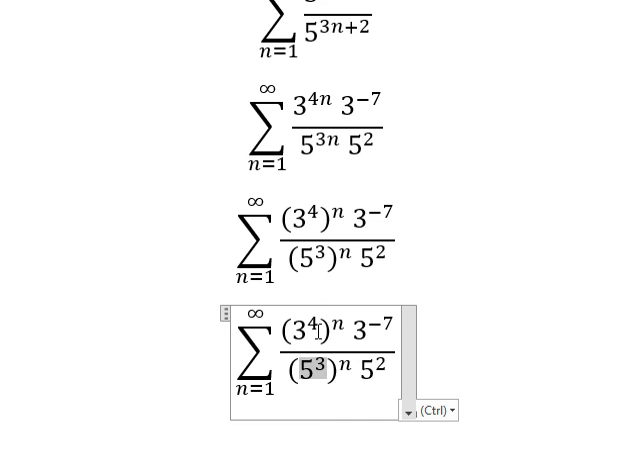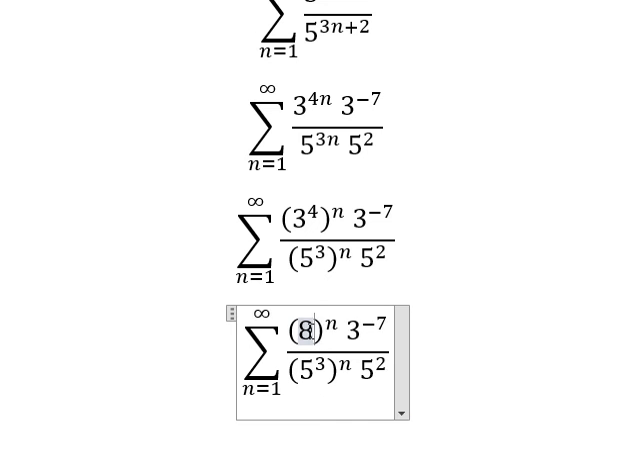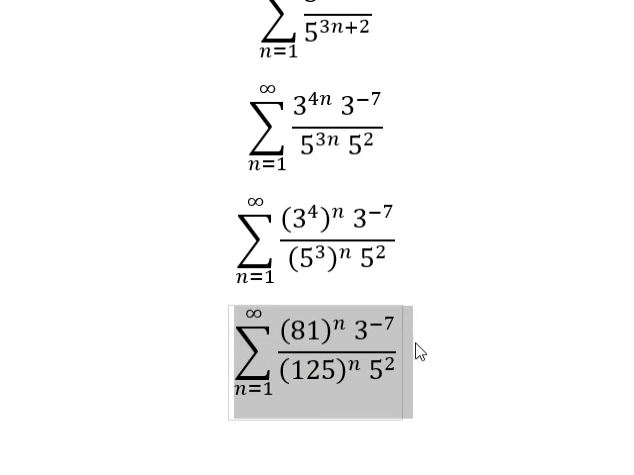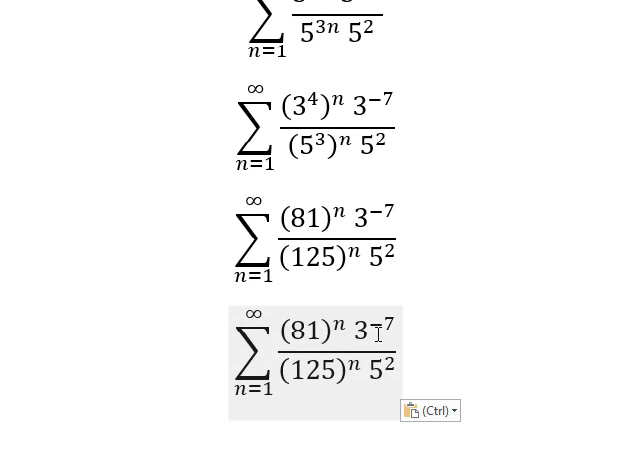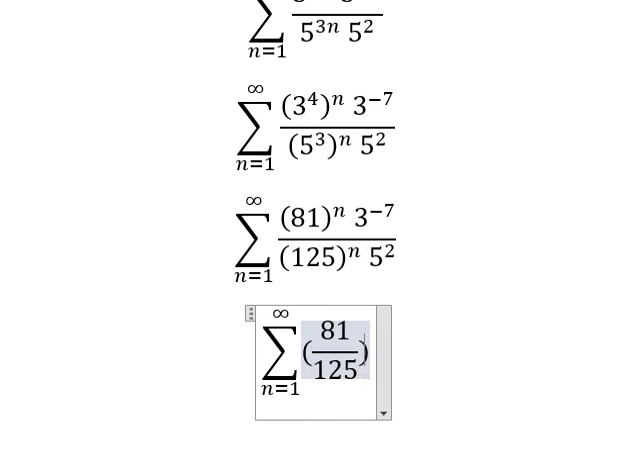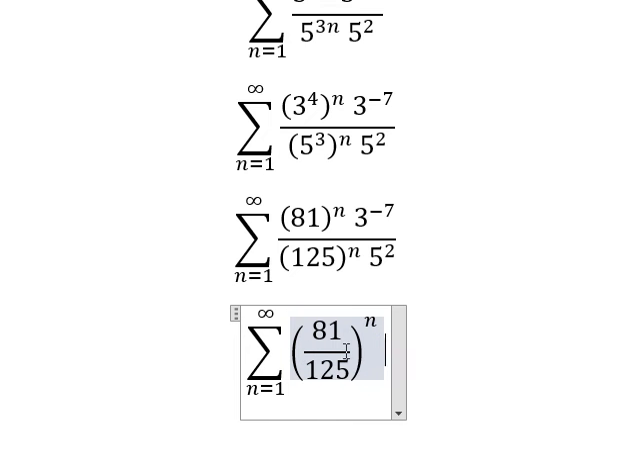So we have 81. This one we have 125. So because they have the same n, we can put it like this: 3 to the power of negative 7, 5 to the power of 2.